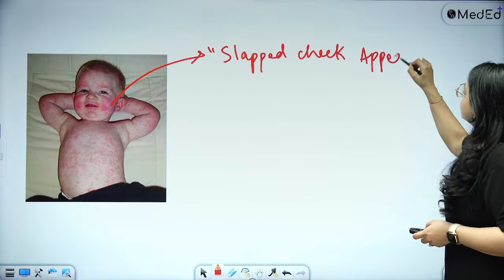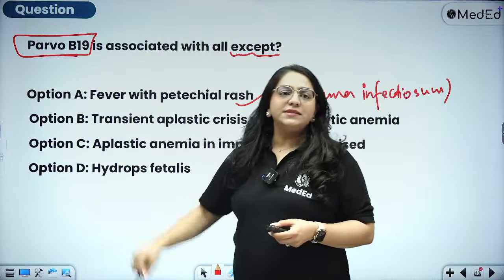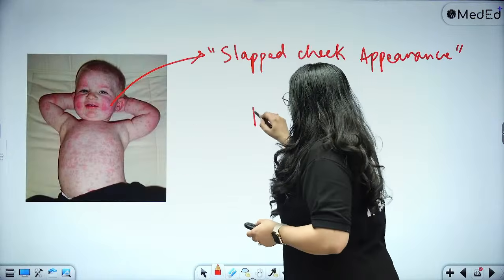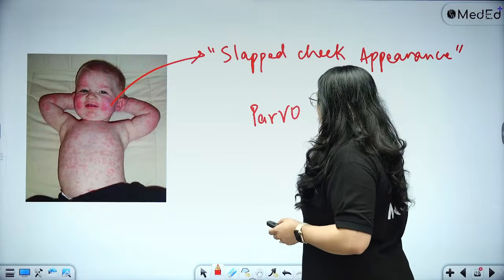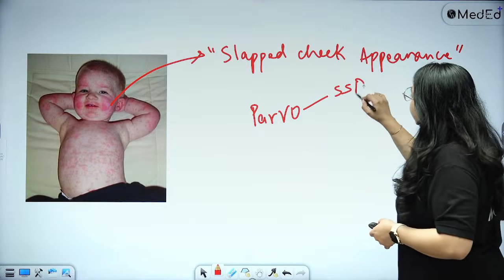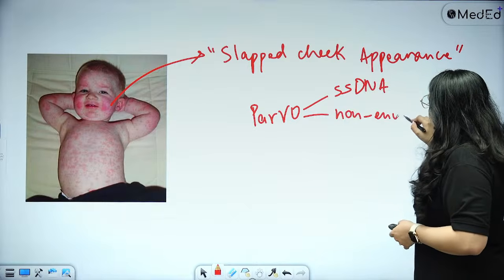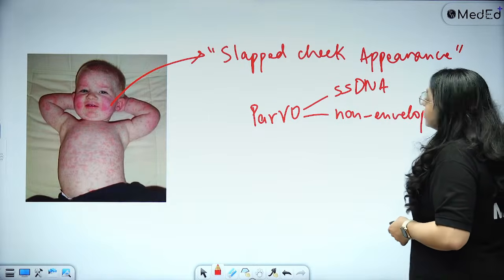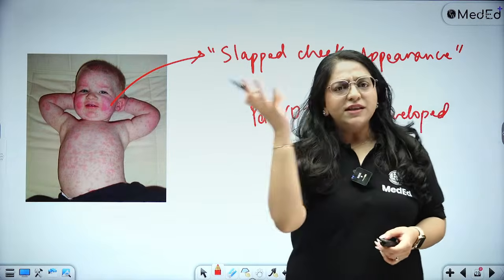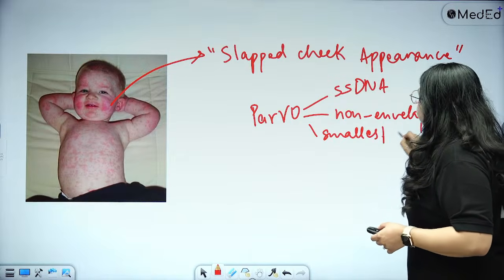Erythema infectiosum, parvovirus B19, the only parvovirus of importance that you have to know. And what do we know about parvovirus? Parvo is single stranded DNA. Parvo is non enveloped. Parvo is the smallest, a small baby with the slapped cheek, a small virus. It is the smallest DNA virus.